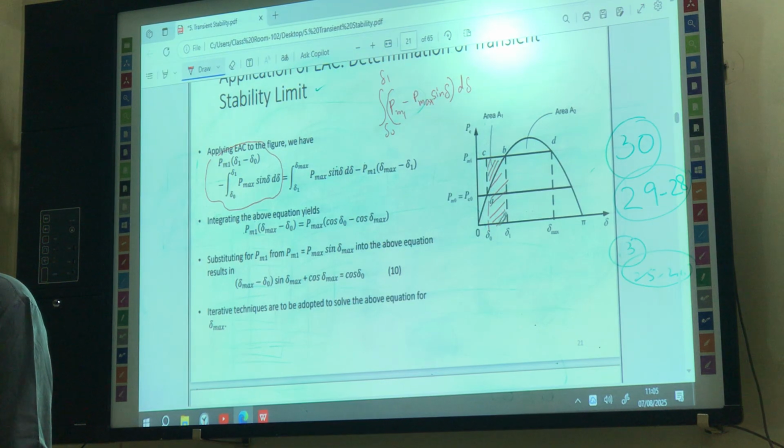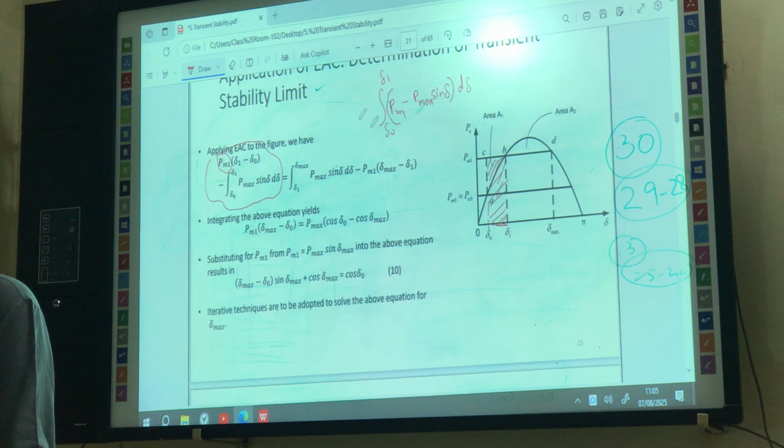This is a rectangle, right? This whole area is a rectangle. So, what will be the area of this rectangle? This side multiplied by this side. So, this side is 0 up to Pm1, so that is actually Pm1, right? And what is this value? The difference between delta 1 and delta 0. So, delta 1 minus delta 0. Okay. So, this multiplication of two sides of the rectangle will give you the area, right? This is the whole area.